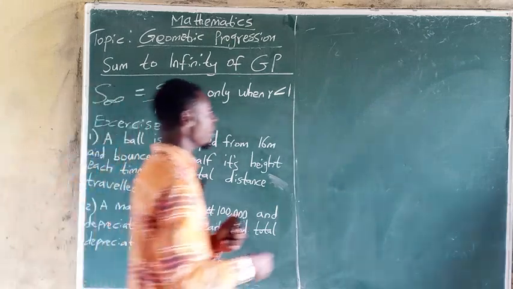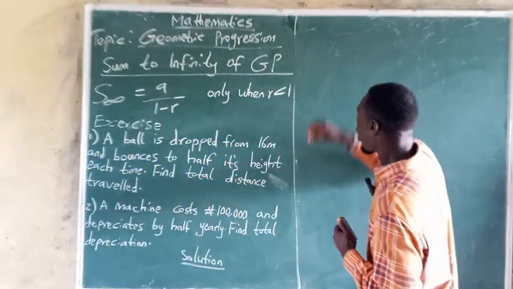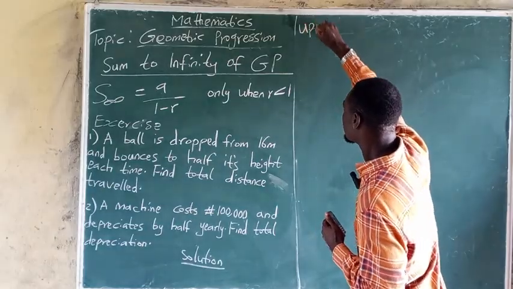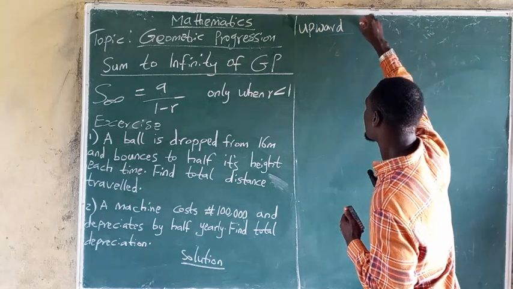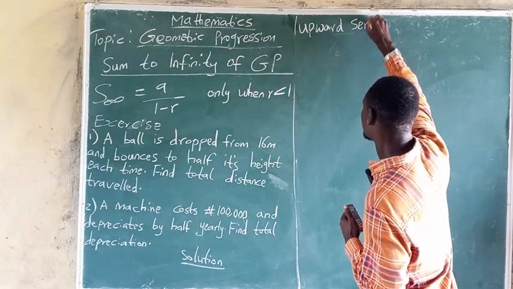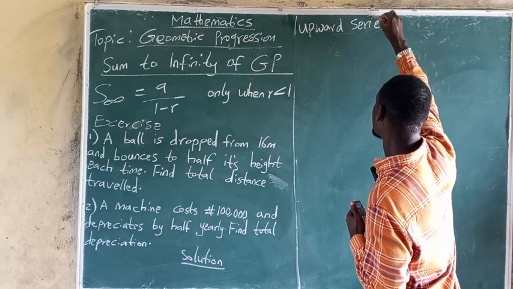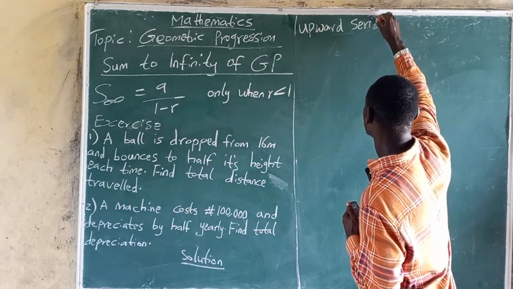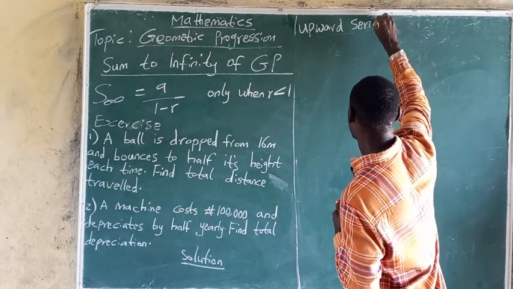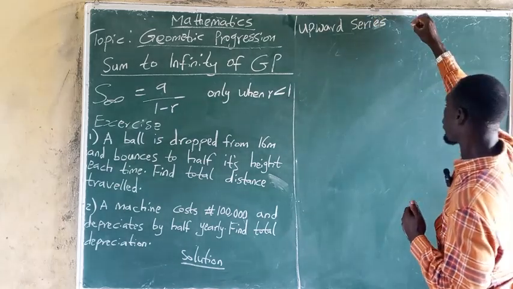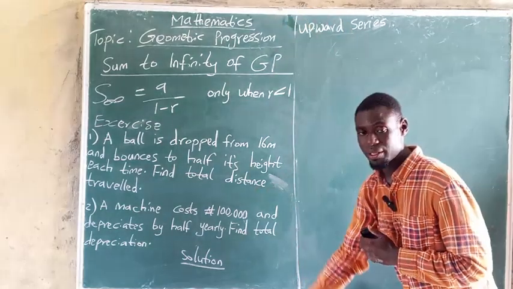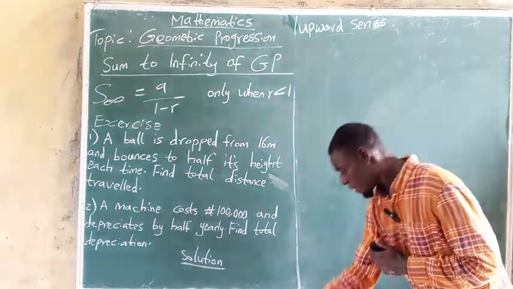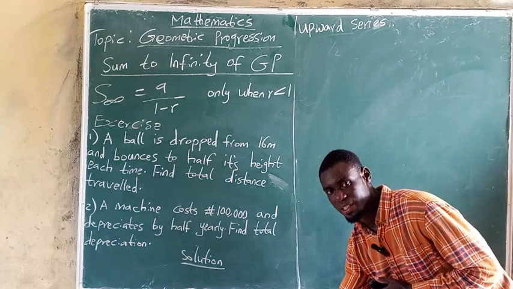So what I'm trying to explain here is that there is something called upward series. Upward series is the number of times when it comes down, it bounces upward again, it comes down again, it bounces again, half of what was bounced.